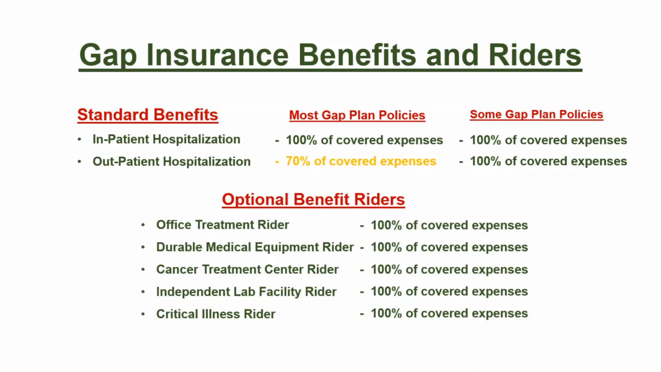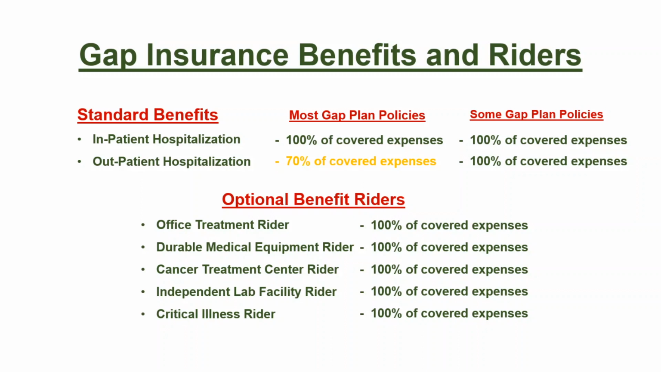Now, optional benefit riders. First one that you see there is the office treatment rider. These are optional and you don't have to include them in your policy because they do cost money. But the outpatient treatment rider, I'm a big fan of that. The outpatient treatment rider covers 100% of your covered expenses for procedures done in the doctor's office.